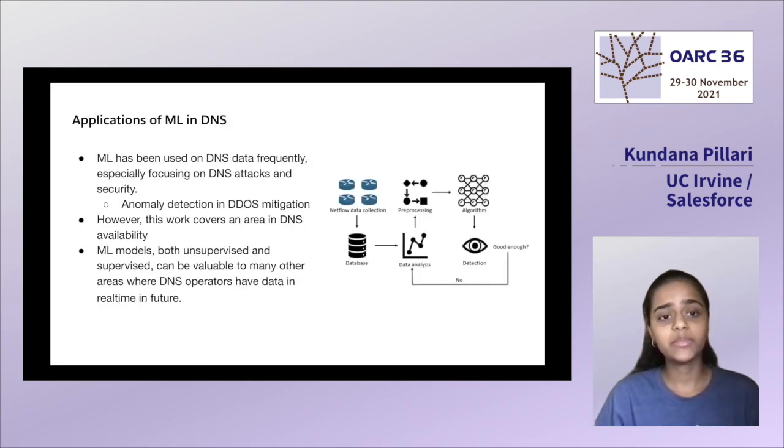So overall, ML has been used on DNS data frequently, but it mainly focused on DNS attacks and security. However, this work focuses on DNS availability, and ML models, both unsupervised and supervised, can be valuable to many other areas for DNS operators who have data in real time in the future. This project is just one of the applications of ML in DNS, which helps us understand the abundance of data that we get from the infrastructure.